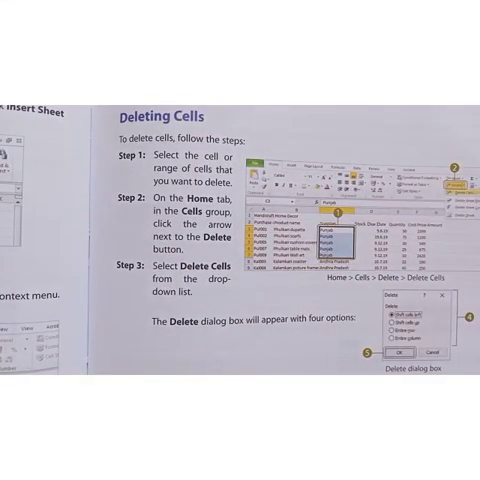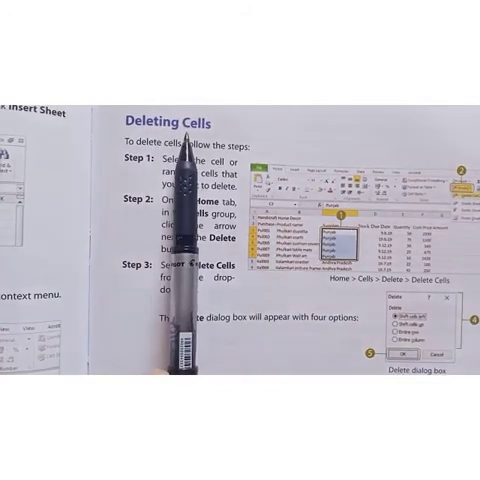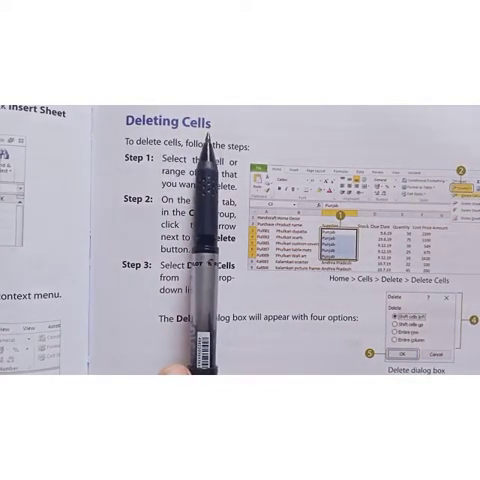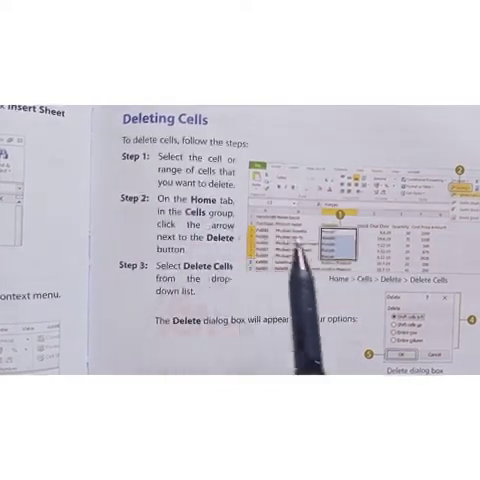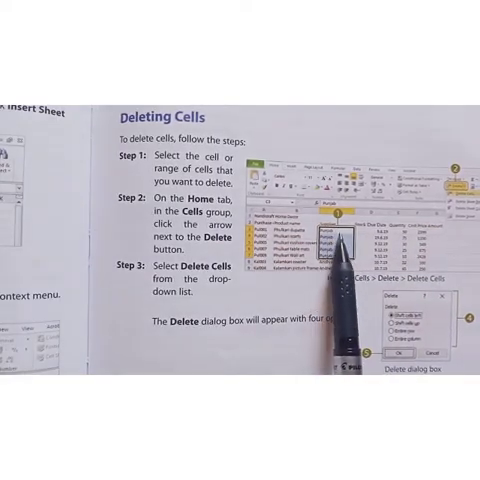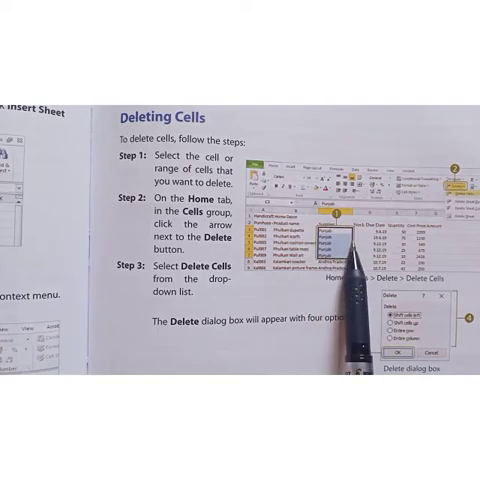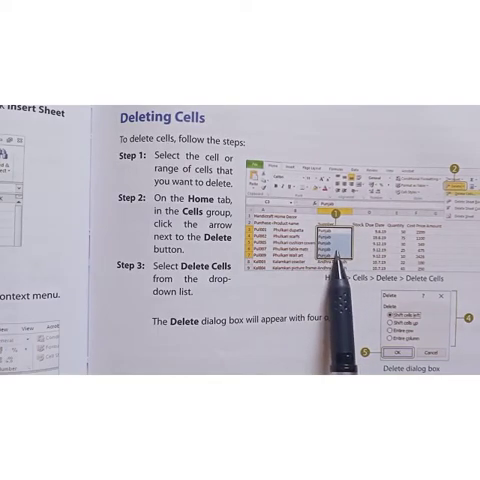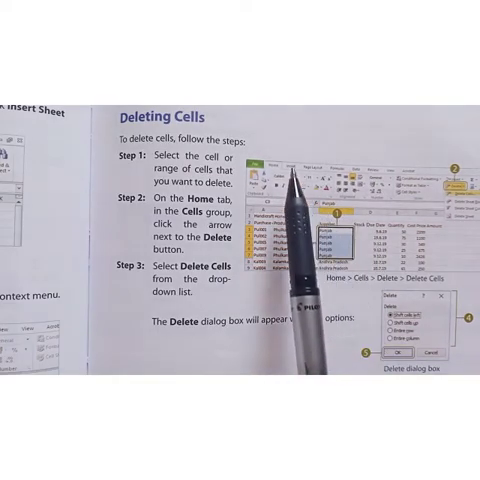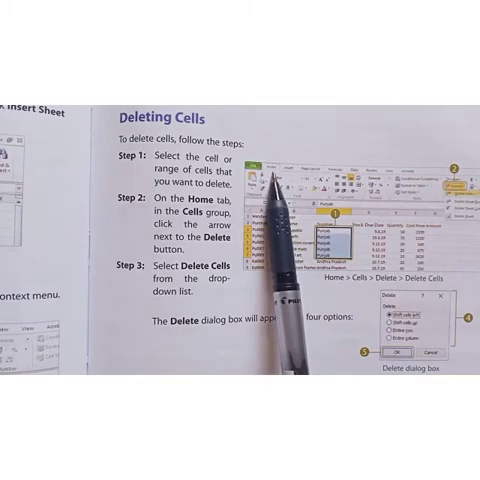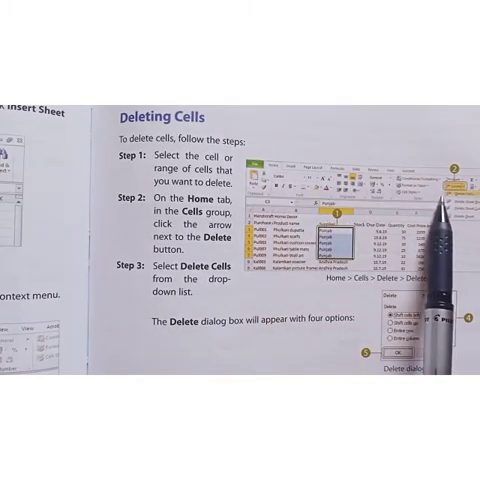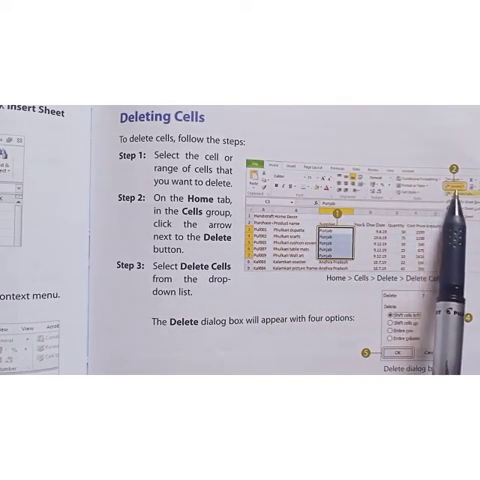Now let us have a look at how we can delete cells. To delete the cells we need to follow these steps. First you select the cell that is to be deleted, or the range of cells that you want to delete. Then go to the Home tab, and again go to the Cells group, and in the Cells group you will get the Delete option.